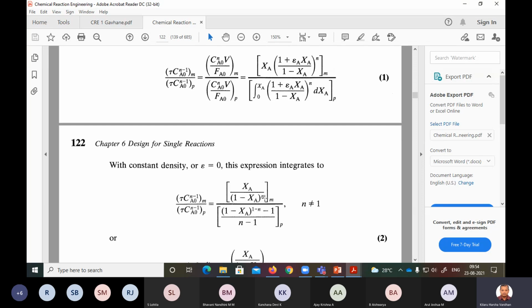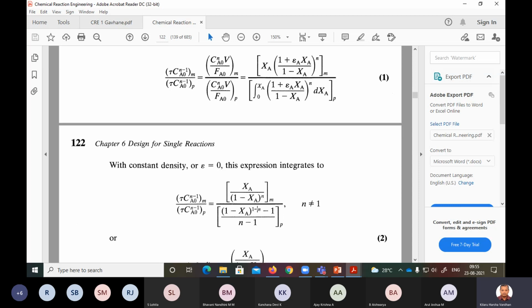Therefore, XA by 1 minus XA whole power n, that is for M, divided by, now this is going to be 0. Then you are left with 1 by 1 minus XA integral. The integral of 1 by 1 minus XA is (1 minus XA) whole power 1 minus n, divided by n minus 1. And if you substitute the limits, you get this, right? This is nothing but 1 by 1 minus XA dXA. So substitute the limits. Then you get this, right? This is applicable when n is not equal to 1.